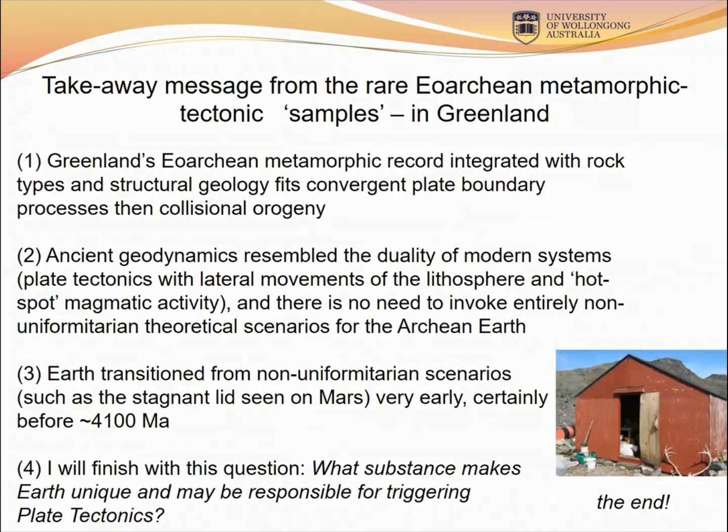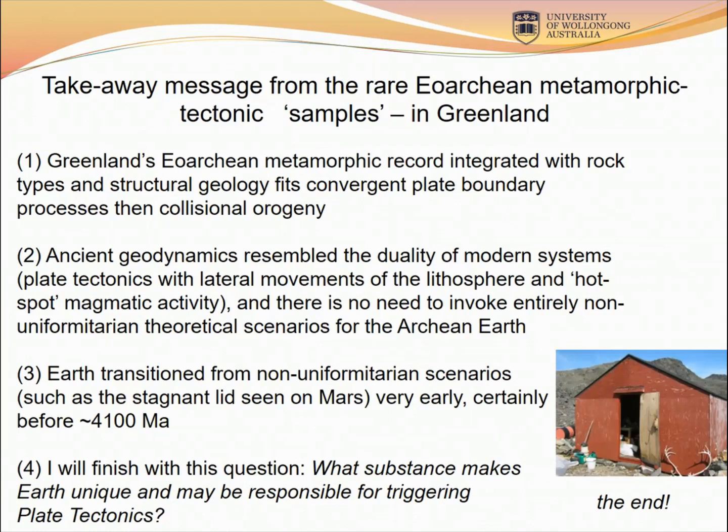Okay, so the takeaway message from the rare Eoarchean metamorphic tectonic samples in Greenland. First of all, Greenland's Eoarchean metamorphic record, integrated with rock types and structural geology, fits some form of convergent plate boundary processes, followed by collisional orogeny. It doesn't mean to say that the architecture was exactly the same as in modern plate tectonics, but there is obviously some form of lateral movement of bits of the lithosphere at that time.